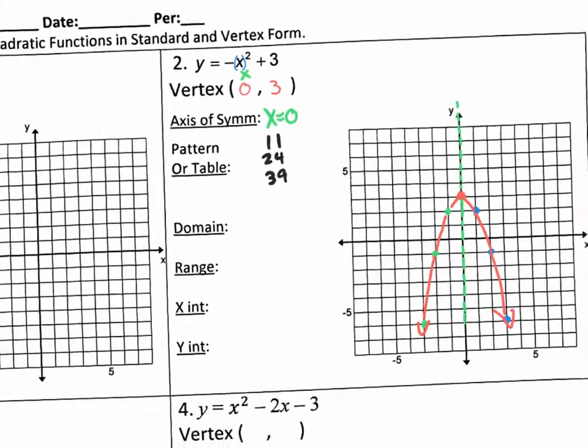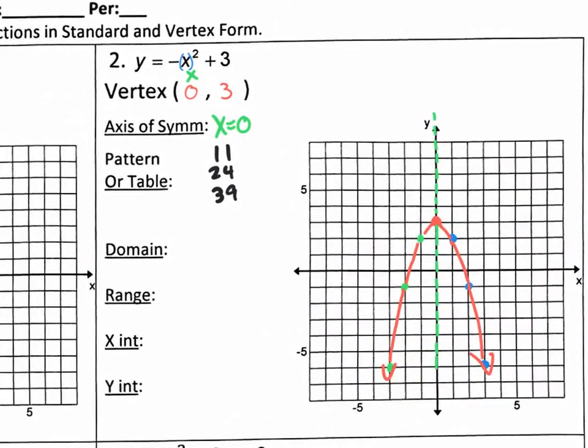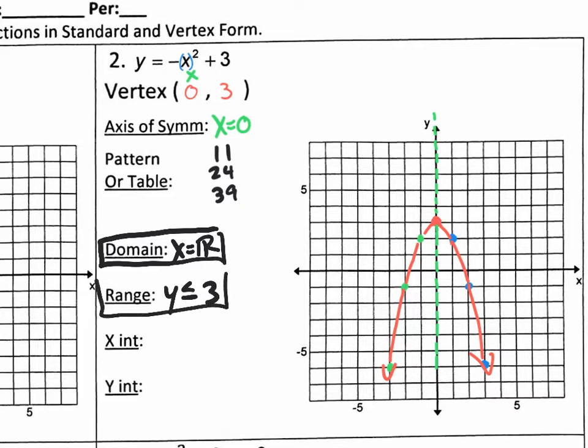And now let's state everything else that we can, because every detail will be graded on tomorrow's quiz. So the domain, you're going to say x equals all real numbers. Box that in. Range, you're going to say y is what? Greater than or equal to or less than or equal to? Less than or equal to the y value of the vertex, which is 3. Perfect.